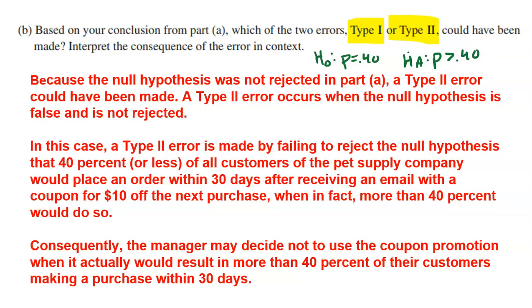The most challenging part of this problem is the fact that when you write the unit, it's long-winded. It's the customers from a pet supply company that would place an order within 30 days after receiving an email with a coupon for $10 off the next purchase. Nobody wants to write that, but listen, you got to do it because you always want your answer to be well-written and in context.